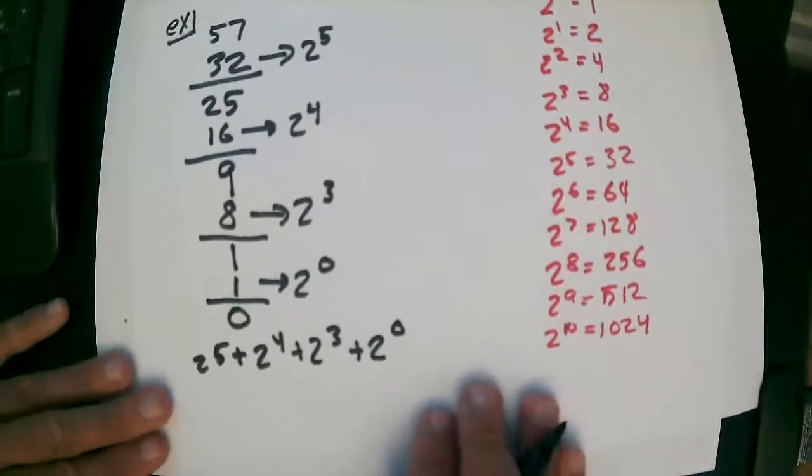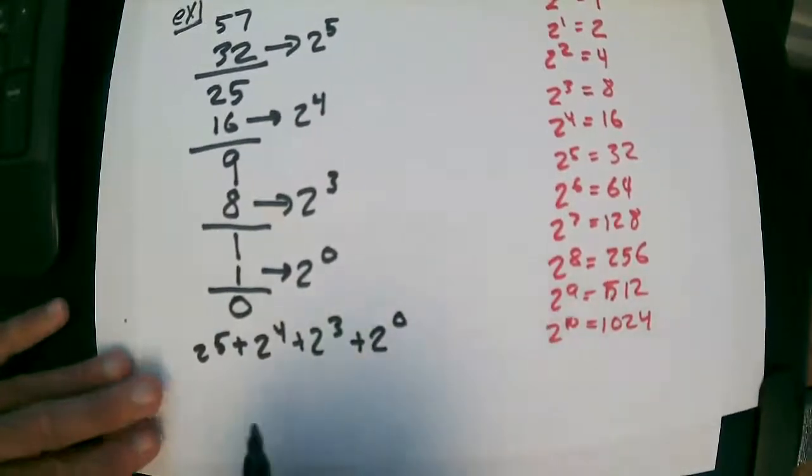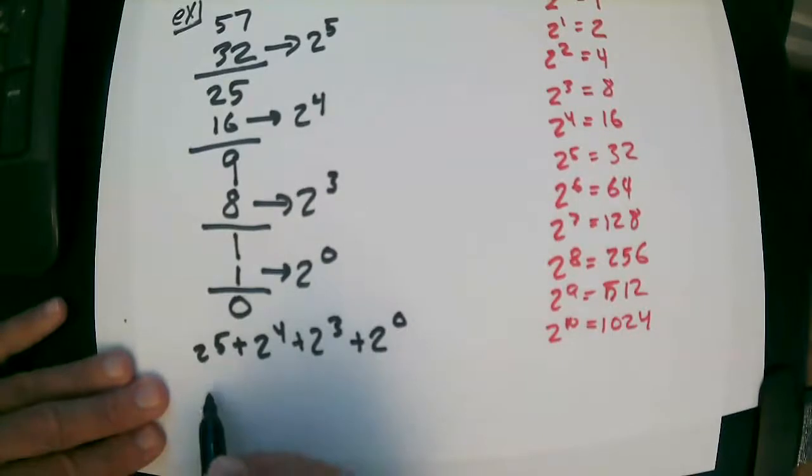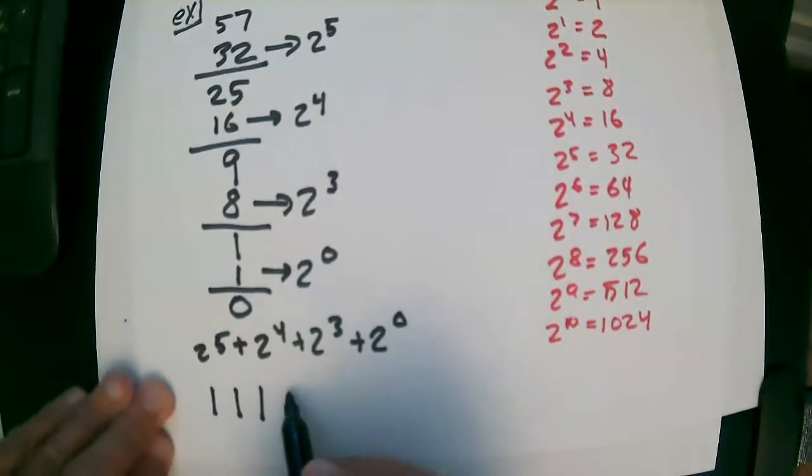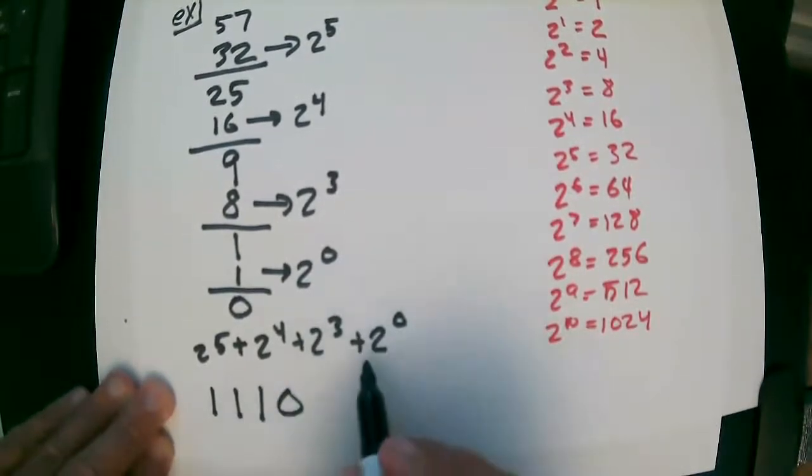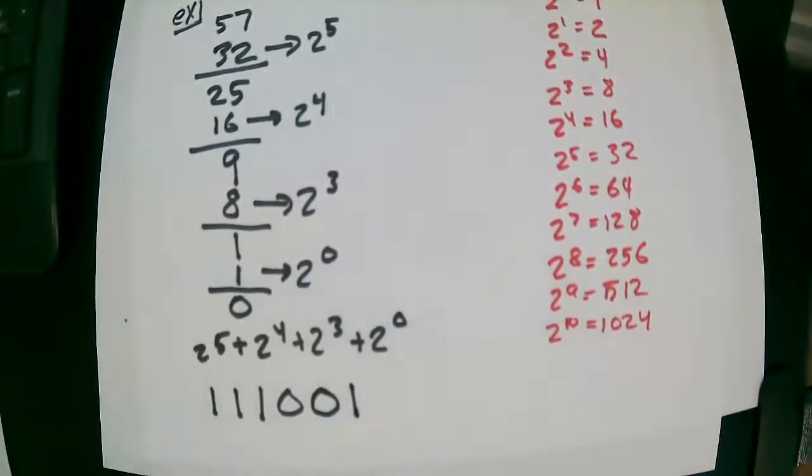And so now I just want to turn that into binary. So I say, well, there's a 2 to the 5th, there's a 2 to the 4th, there's a 2 to the 3rd, there is no 2 squared in the sum, so we'll put a 0. There is no 2 to the 1st in the sum, so we'll put another 0. And there is a 2 to the 0th, and there we have it. This is the binary representation of decimal 57.